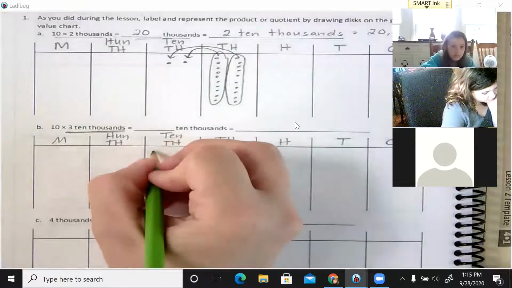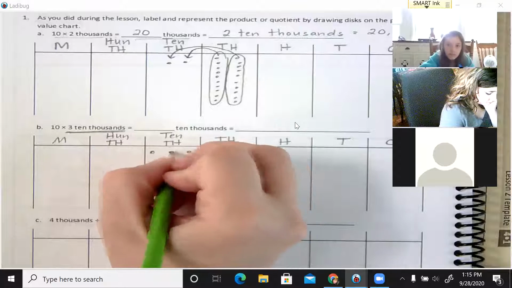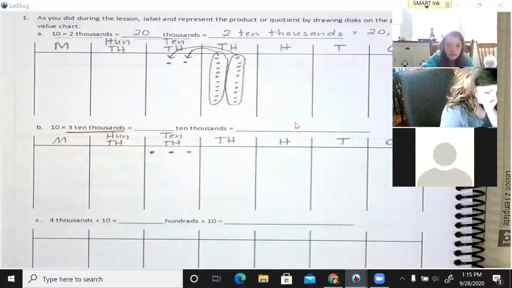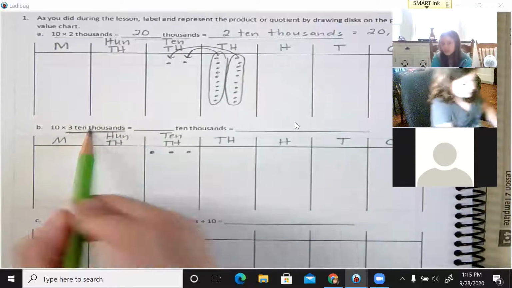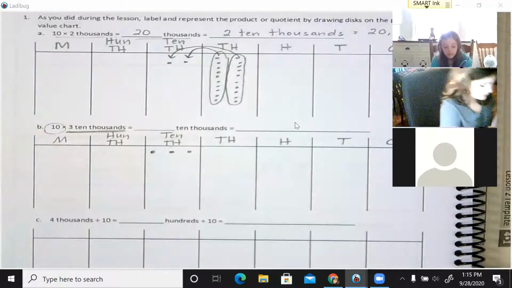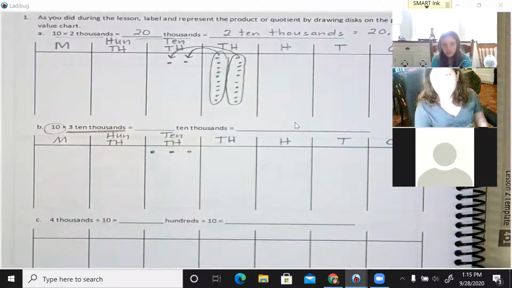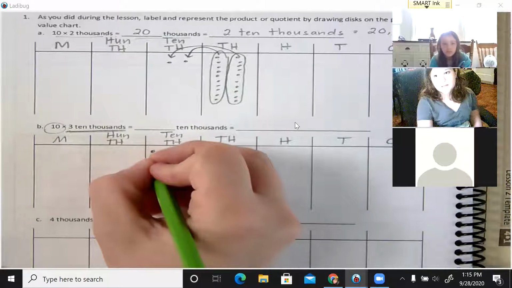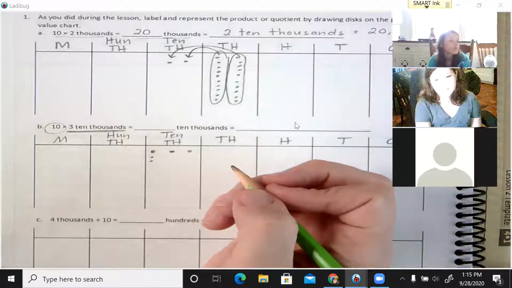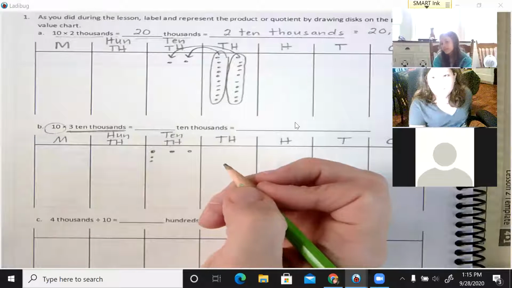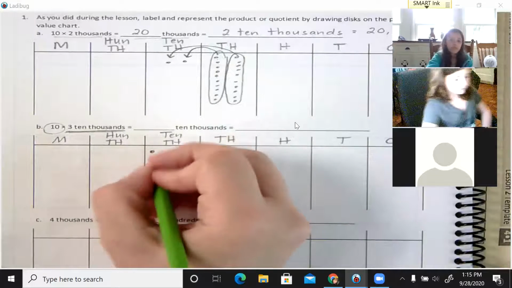And Soren, how many discs should I draw here? 3. Very good. Now, I drew my 3 10,000s, but now I need to multiply by 10. So Olivia, what would I do next? You would add 10 to the numbers we already have. Very good. We're going to multiply by 10 by turning each of these 10,000s into 10.